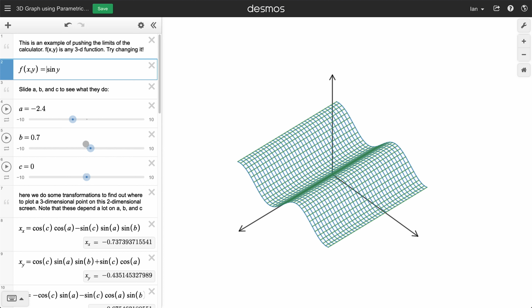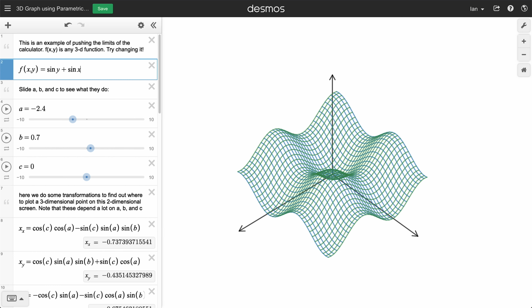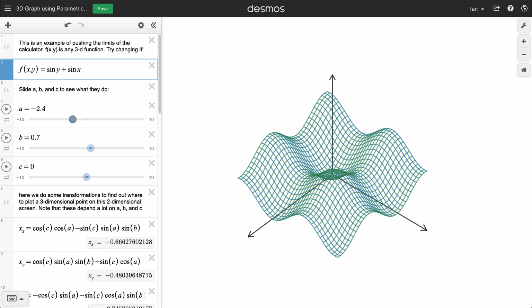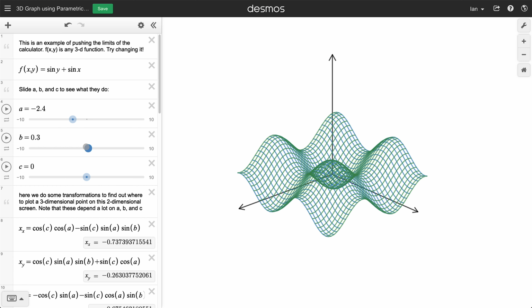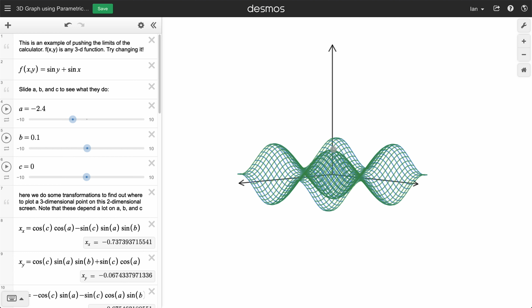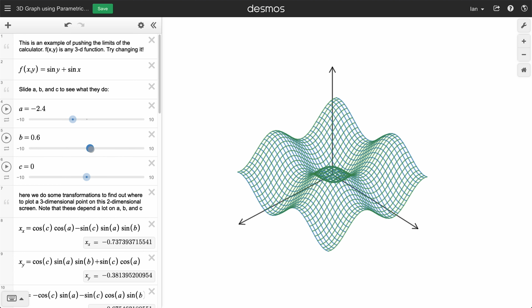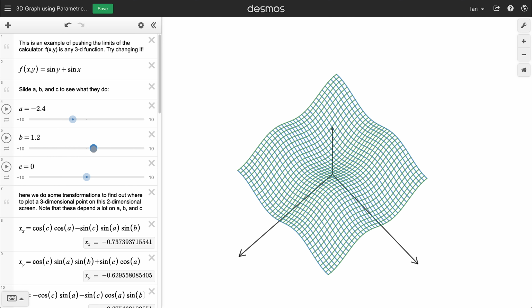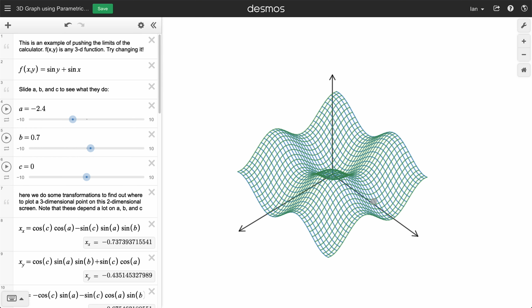So watch closely as I add sine of x to this. There we go. That's what we get. You can see how we're getting that peak right there-ish. That peak there would be 2, because 1 plus 1 is 2, and it would be happening when the x and y values are both equal to pi on 2. Now, I'm not trying to solve sine of x plus sine y equals 2.